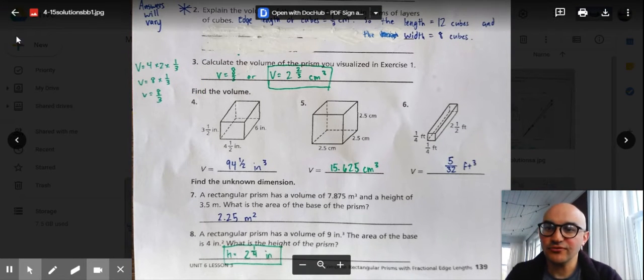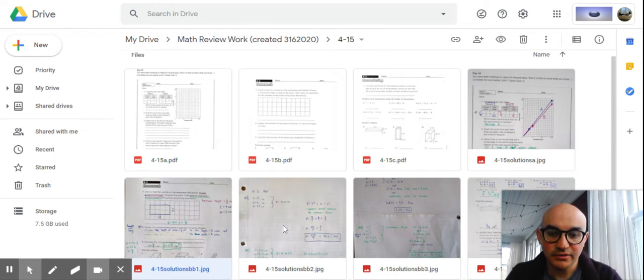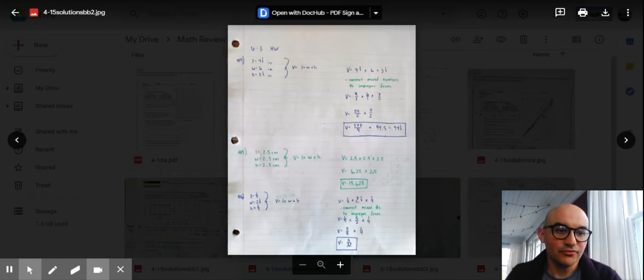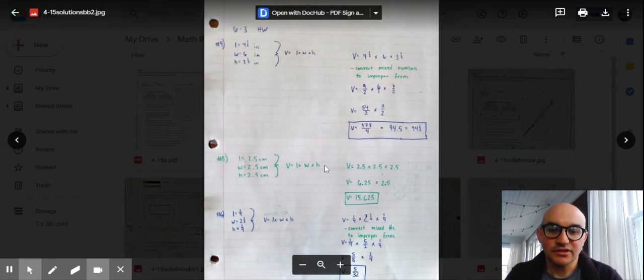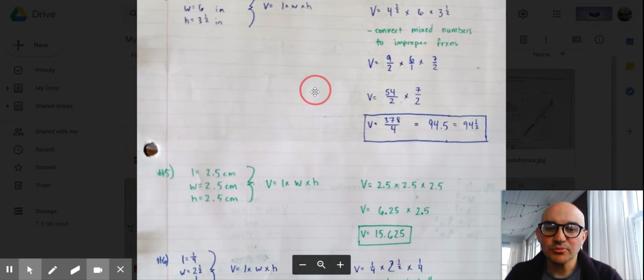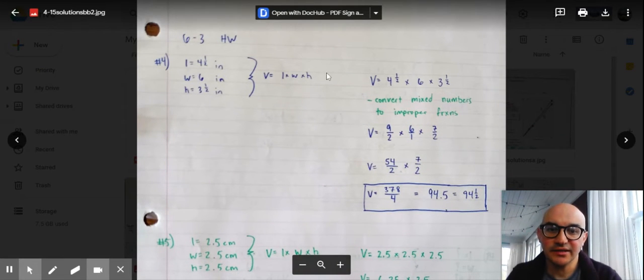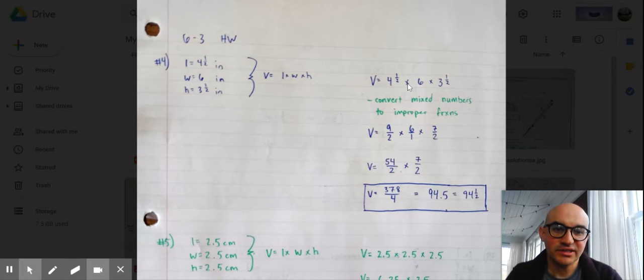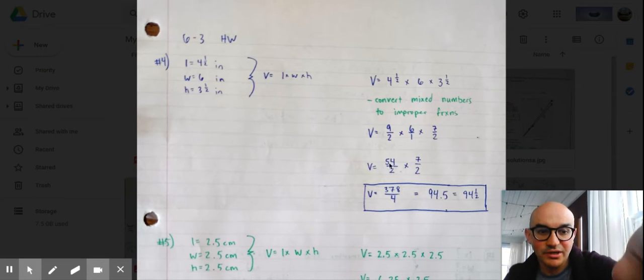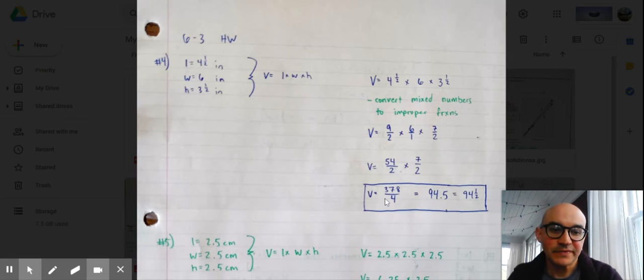Finding the volumes for 4, 5, and 6. Let me show you my notebook paper I used to solve 4, 5, and 6. If you'll notice, they look very similar. I tried to structure these so that they would look the same. So problem number 4 first, I list my length, width, and height. I always remember that volume equals length times width times height. What you have to do on number 4 is convert these mixed numbers, 4.5 and 3.5, into improper fractions. And then we just multiply one step per line. I work down the page one step per line. We've been talking about that all year. And finally, I simplify my fraction to get 94.5.